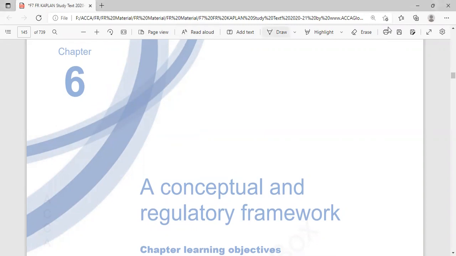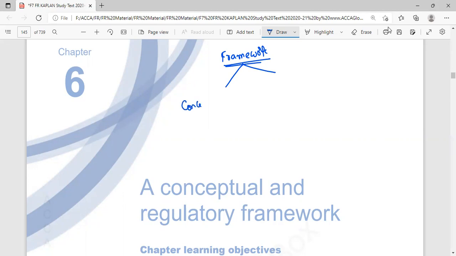So first of all, what is meant by framework? A framework provides the structure and the basic reasons for the preparation and presentation of the financial statements, and the reasons for financial reporting are provided by the framework. Generally, this framework is of two types.